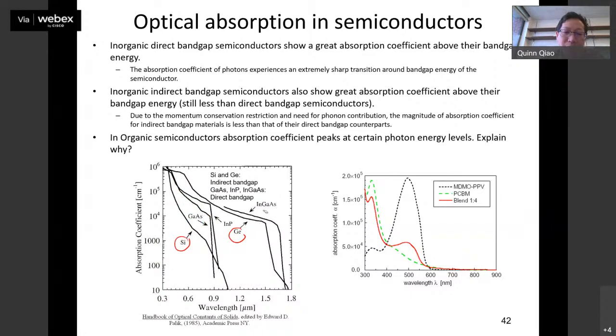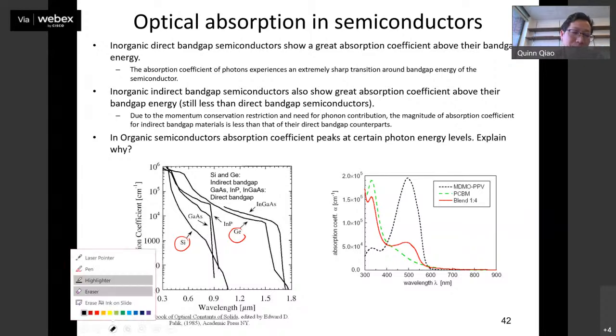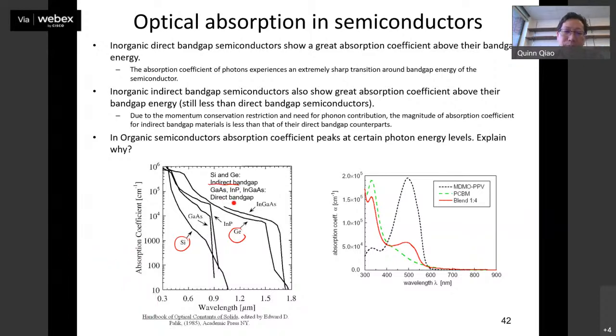The same thing for germanium compared with indium gallium arsenide. Germanium also has a lower absorption coefficient compared to indium gallium arsenide. So basically, silicon and germanium have lower absorption coefficients because they are indirect bandgap materials. The three compound semiconductors are direct bandgap, and that's why the absorption coefficient is higher. What does that mean? If you have the same film thickness to absorb sunlight, the direct bandgap absorbs more sunlight.